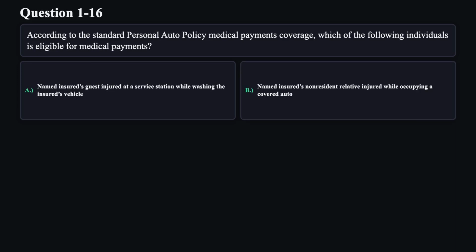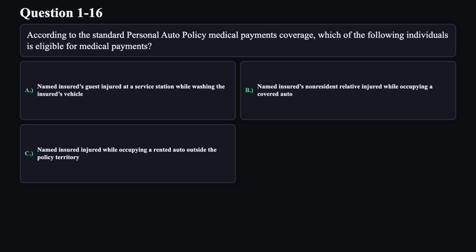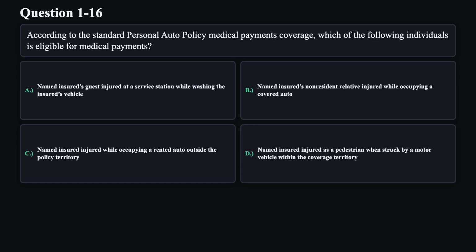B. Named insured's non-resident relative injured while occupying a covered auto. C. Named insured injured while occupying a rented auto outside the policy territory. D. Named insured injured as a pedestrian when struck by a motor vehicle within the coverage territory.